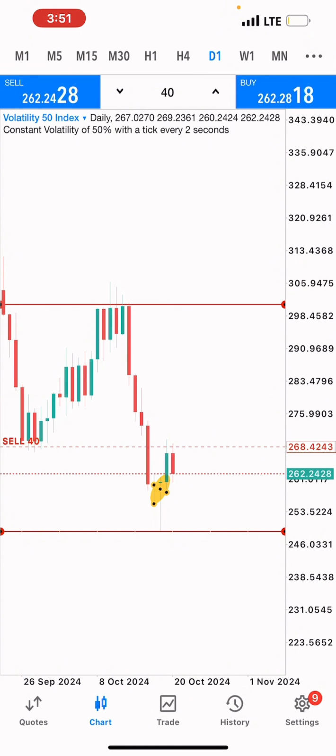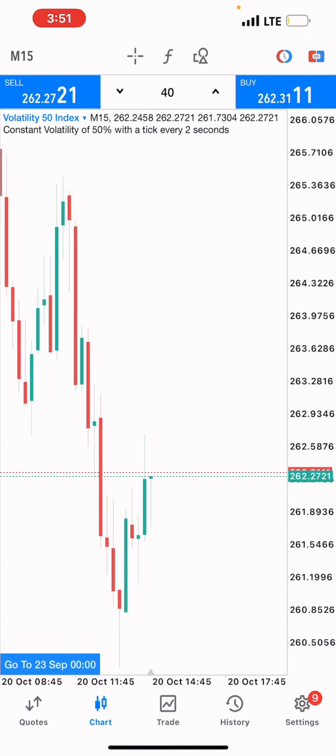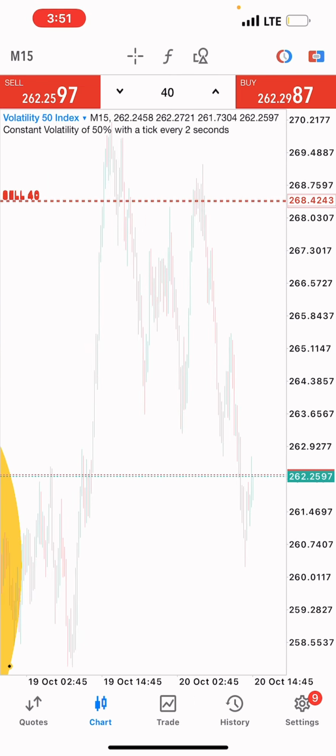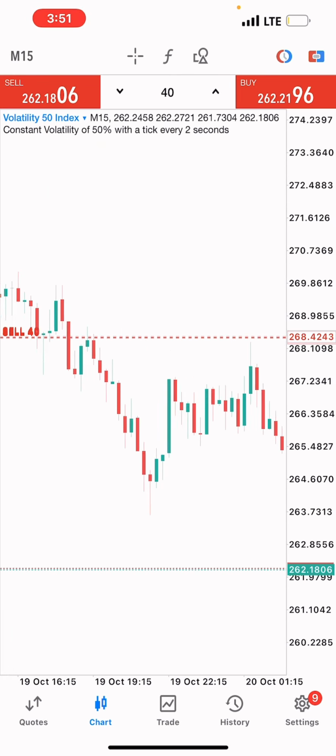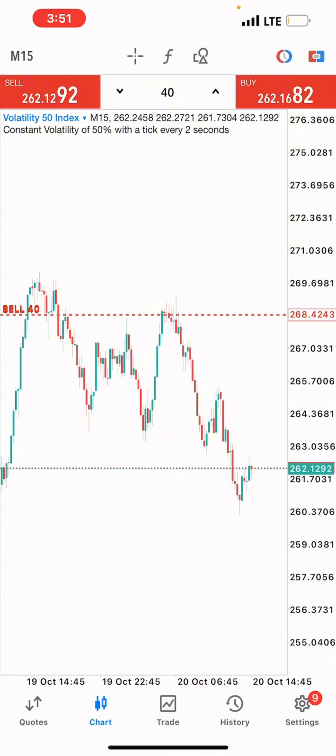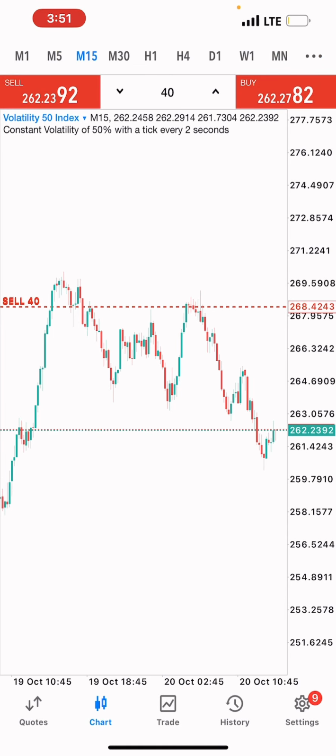All right, so I came to my 15 minutes time frame. I was just looking for a clean, simple setup. On the 15 minutes time frame, it's not actually clear. So sometimes you have to look at the 5 minutes time frame when you have an idea of what the market is actually going to do from the bigger time frame. So that was the reason I had to go down to my smaller time frame to actually get my entries from. So here I went to the 5 minutes time frame.